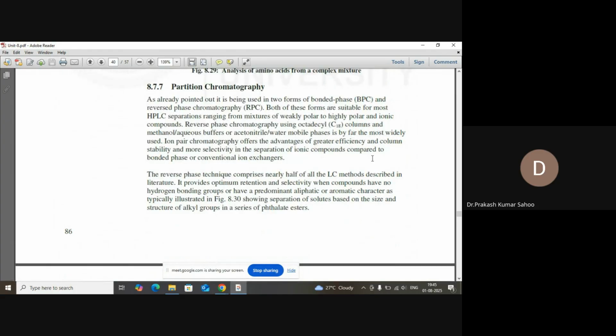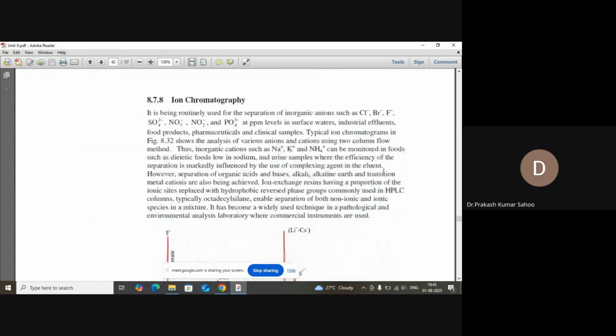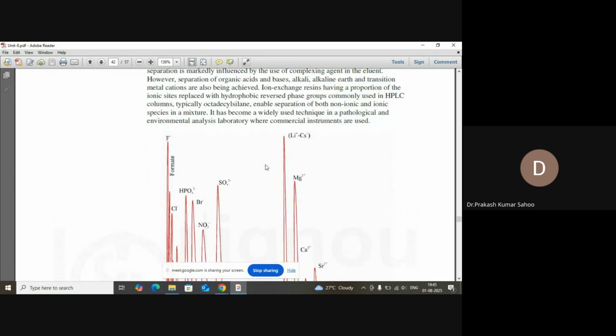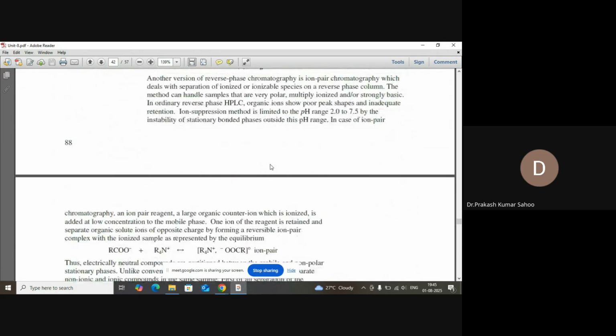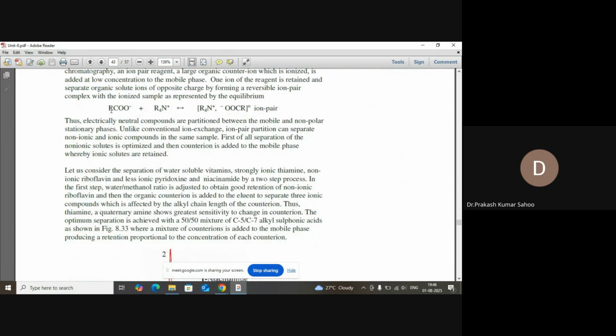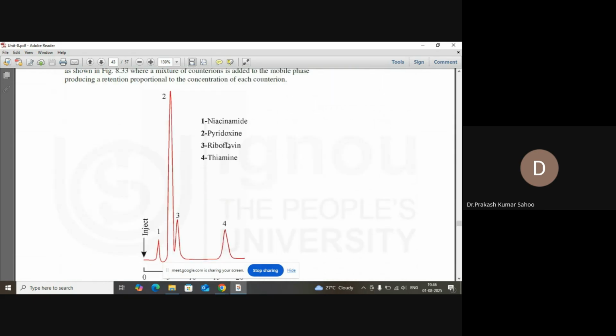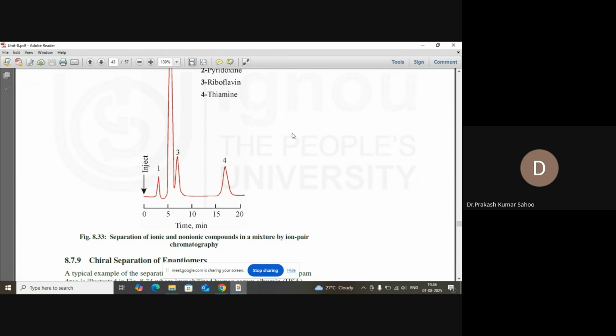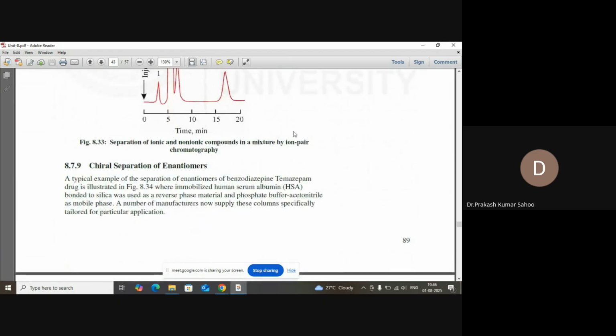This is your bonded phase chromatography or reverse phase, depending on the polarity. And we have ion chromatography, where different ions get identified with HPLC. And we have the tetravalent bond, R4N plus. And we have medicines like riboflavin, thiamine, pyridoxine, niacinamide. So all these ionic and non-ionic compound mixtures can be identified.